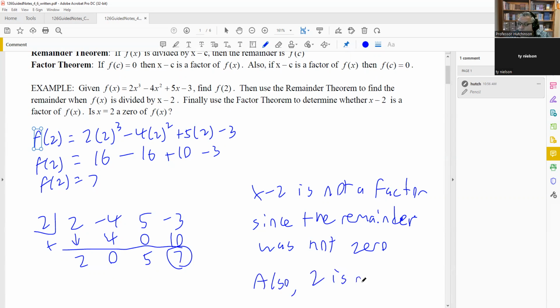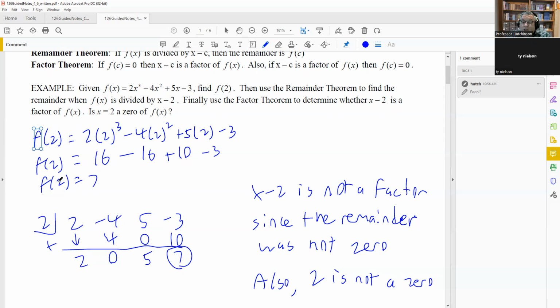So also, 2 is not a 0. Okay, so 2 is not considered to be a 0 or x-intercept. That's also because I did not get a 0 for the remainder. So that's basically what it says here. So if x minus 2 was a factor, then I know 2 would be considered a 0 because I would get a 0 for the remainder.